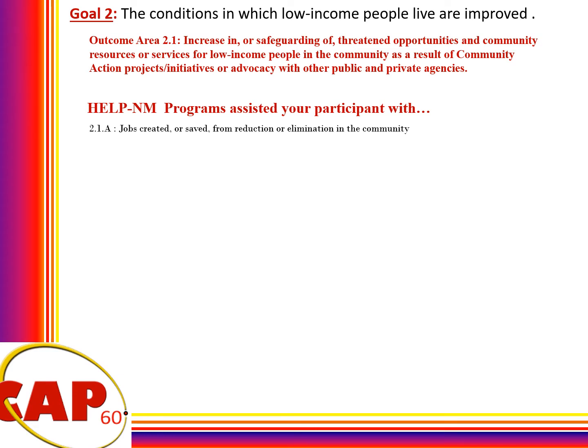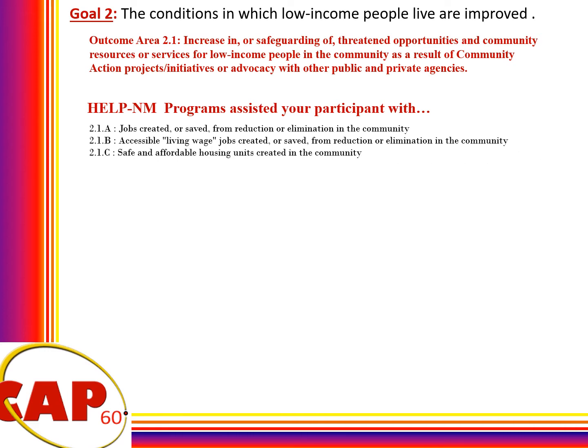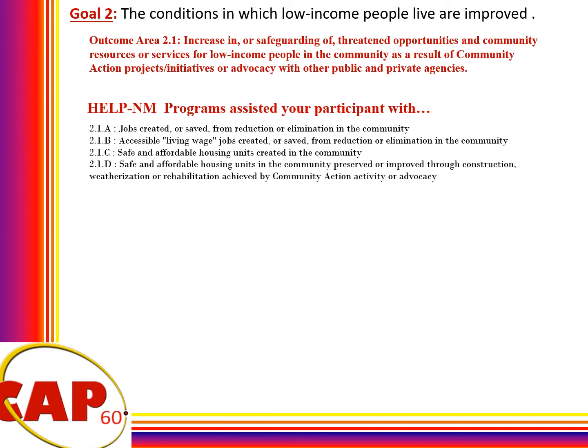2.1.A. Jobs created or saved from reduction or elimination in the community. 2.1.B. Accessible living wage jobs created or saved from reduction or elimination in the community. 2.1.C. Safe and affordable housing units created in the community. 2.1.D. Safe and affordable housing units in the community preserved or improved through construction, weatherization, or rehabilitation achieved by community action activity or advocacy.